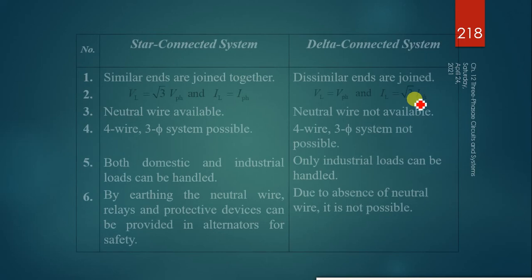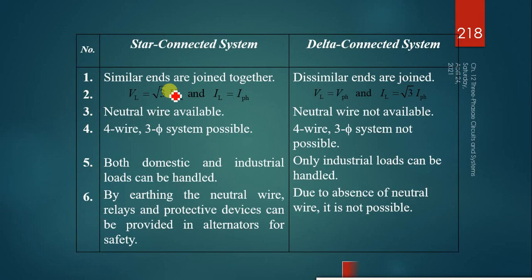Let us check some common differences between both. In star, similar ends are joined together in order to get the neutral. In delta, dissimilar ends are joined together. In star, line voltage VL is under root 3 times V phase, and IL is I phase. In delta, VL is equal to V phase and IL is equal to under root 3 I phase. In star, the neutral wire is available; it is not available in delta.